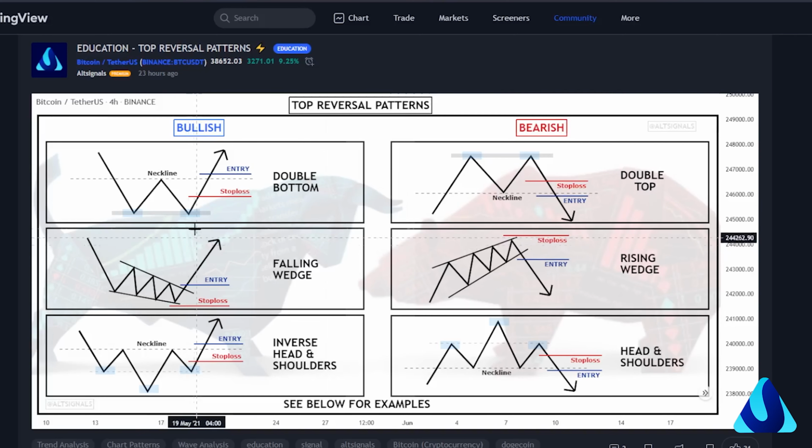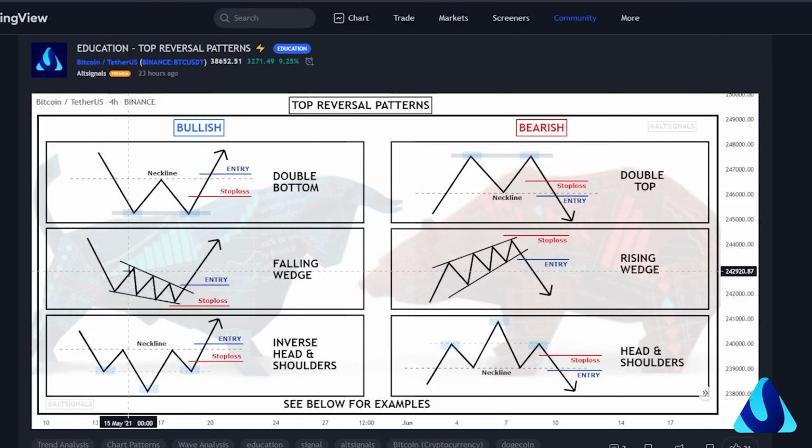Then we've got the falling wedge. Again we see a decline in price, a drop in price, and what we're going to start to form is a lower high. As you can see here, the first high, second high, third high, and it forms this wedge. Basically the bottom is playing along with the top, forming that wedge.